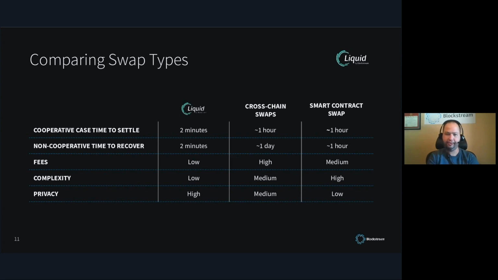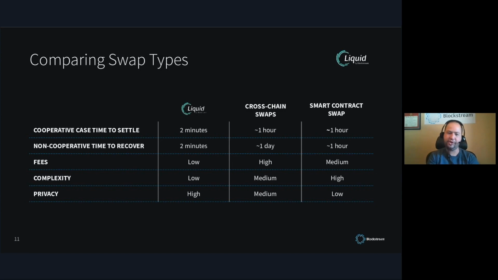So really, there are a couple of advantages here. If you have the cooperative time to settle, in this case you really have 2 minutes. It's a matter of setting it up and getting ready to go. In the cross-chain swap case, this can take upward of an hour because you need to set up channels ahead of time to make sure that these are actually available. And then on the smart contract, you actually need to build a smart contract and wait for settlement on the chain for all the assets to be deposited in the smart contract.